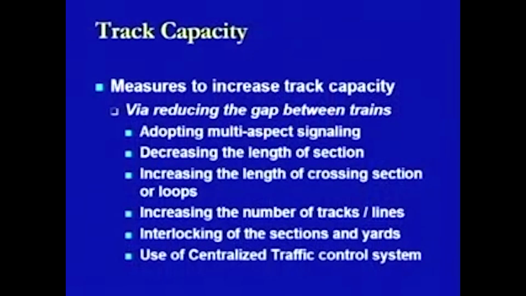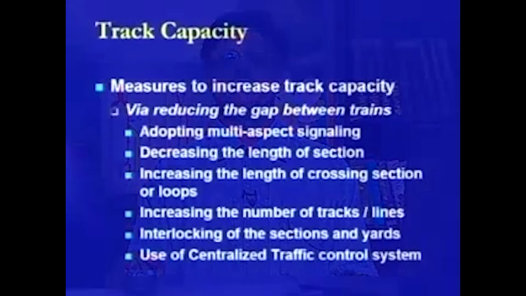If such opportunities cannot be increased by lowering the length of the sections, then the next thing which can be done is increasing the length of crossing sections or the loops. If we have increased the length of the crossing sections or the loops, again the feasibility of overtaking a slower moving train by a faster moving train will increase, and that's how we can provide much faster services as compared to the normal conditions. And when we are having much faster services, it means we are increasing the track capacity.